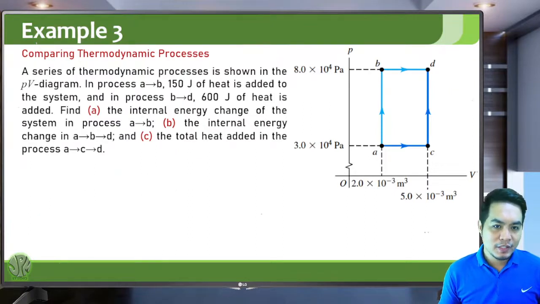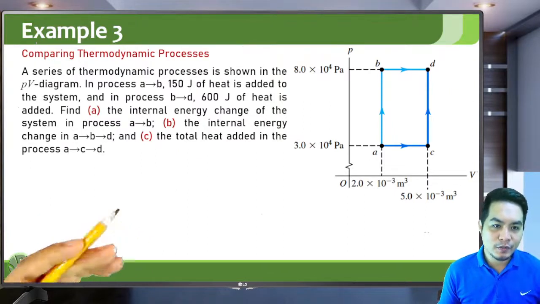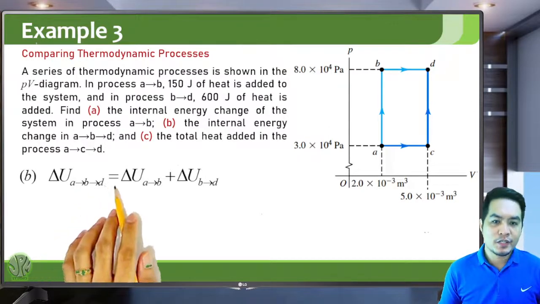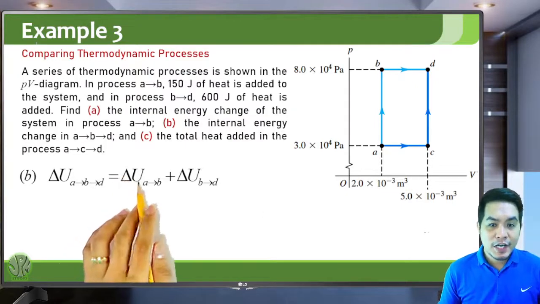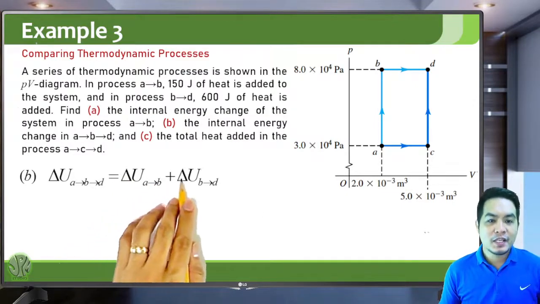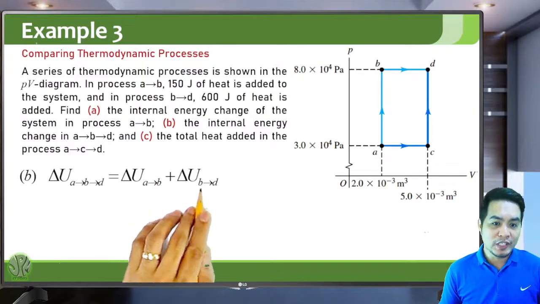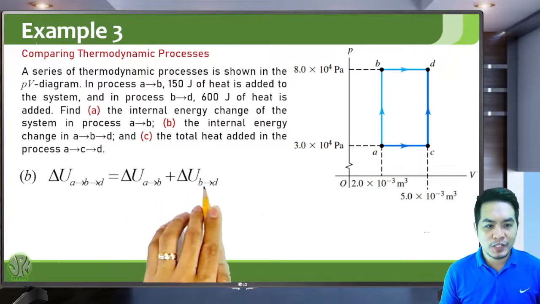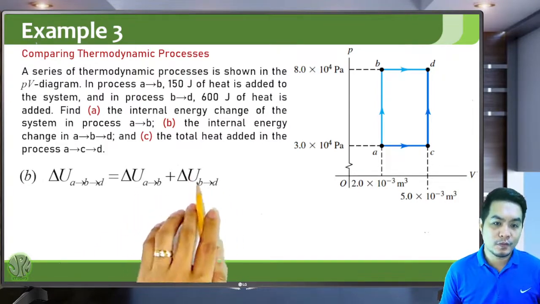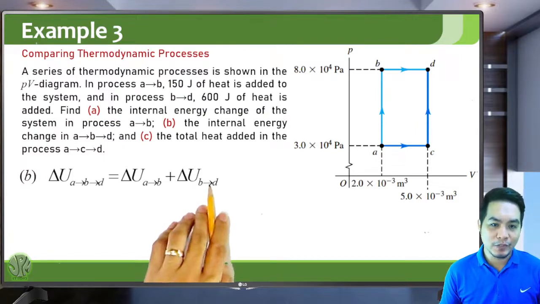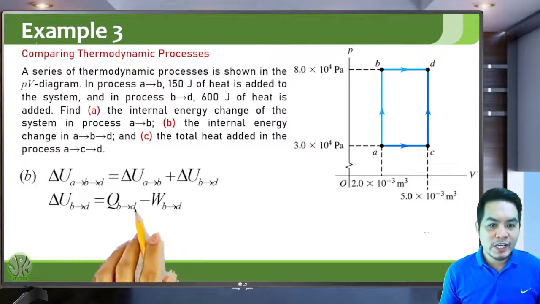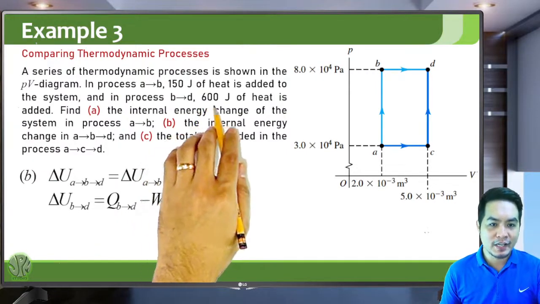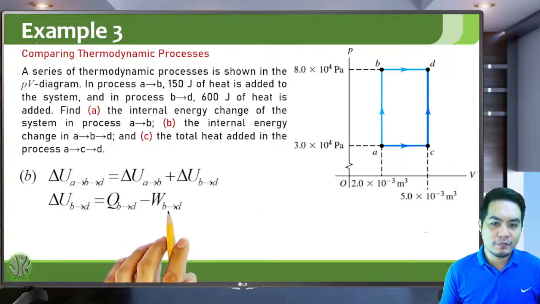Letter B, the internal energy change in the process A to B to D. In the process A to B to D, the internal energy change is just the addition of the change in internal energy from A to B plus the change in internal energy from B to D. We already know the first one from letter A, so we only need to solve for the change in internal energy from B to D. This is the heat absorbed in the process B to D, which is given as 600 joules, minus the work done in B to D.